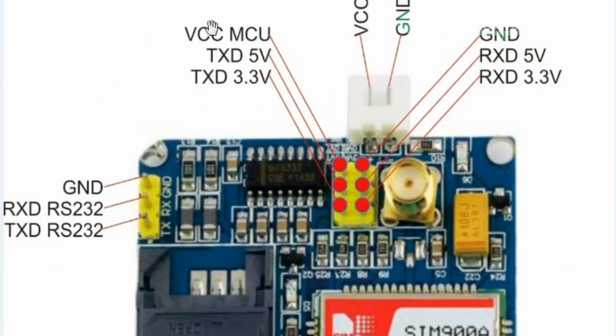As you can see in the picture, we have so many pins which are labeled, but we will be using only 5 of these pins: the power supply pins, ground, RXD 5 volt and TXD 5 volt. The ground will be connected with the Arduino's ground. TXD will be connected with the Arduino's pin number 7 and RXD will be connected with the Arduino's pin number 8.